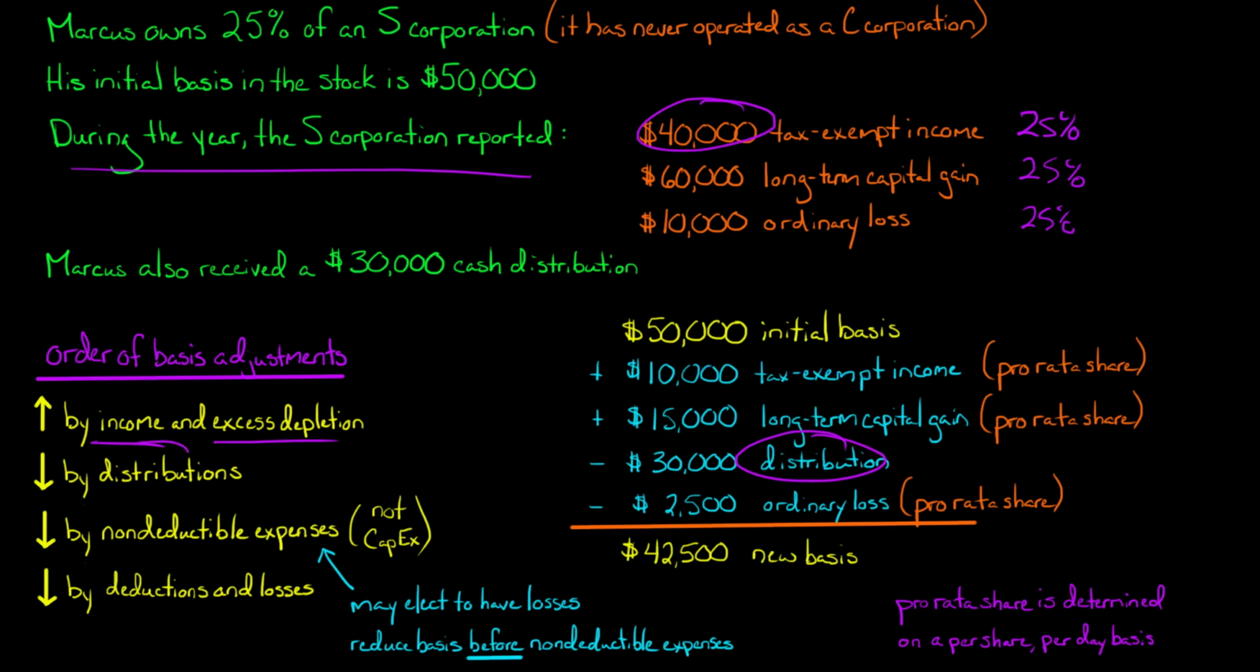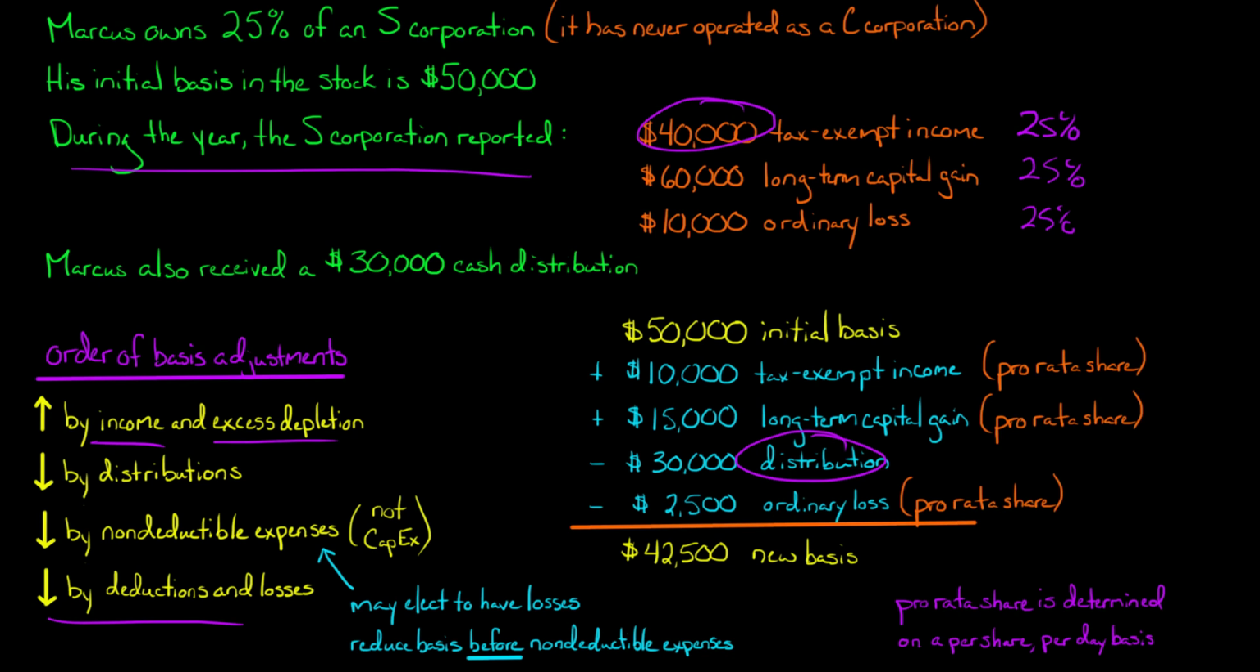And then you decrease it by any distributions. That's why I did the distributions next. Then decrease it by any non-deductible, non-capital expenses. We did not have any of those in this situation, so we didn't have to worry about that. And then decrease the basis by any pro rata share of deductions and losses. That's why I had that last. So the losses go last.